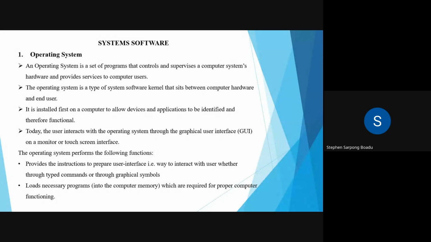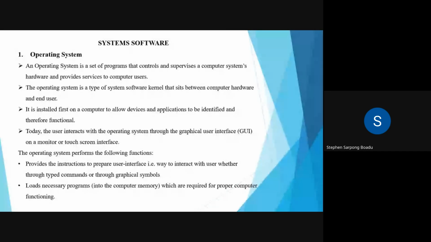So the operating system is a type of system software, a kernel that sits between computer hardware and end users. The operating system is actually what gives you the interface you are using on your PC. The OS is the link between the user and the computer hardware. So without the OS, you can't use the computer, because nothing will display on your screen. So that is what the OS is.